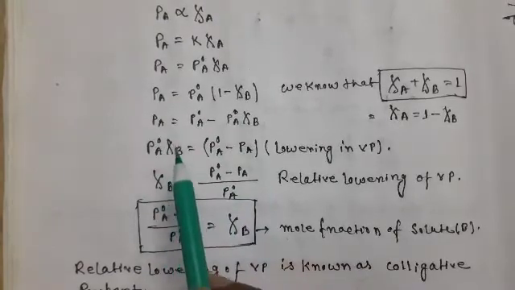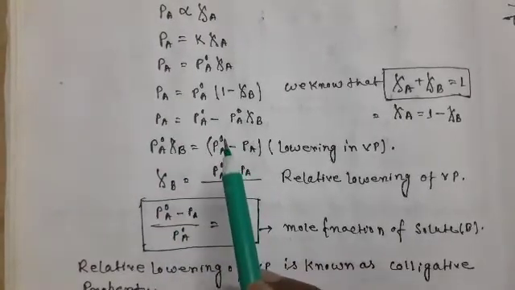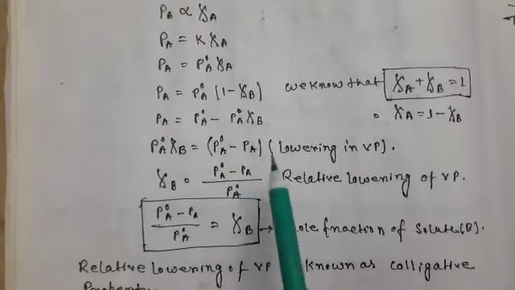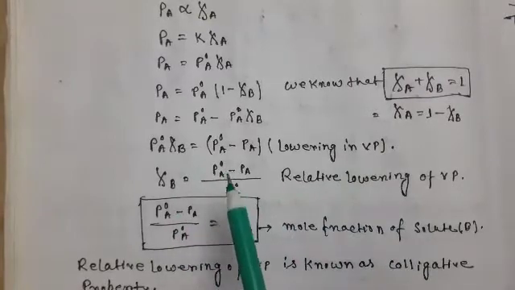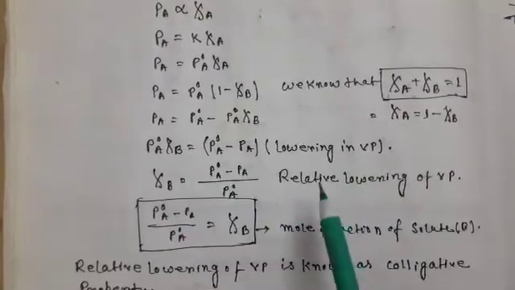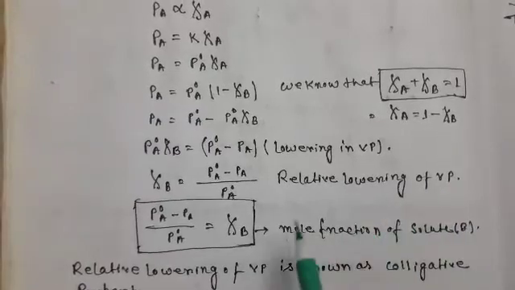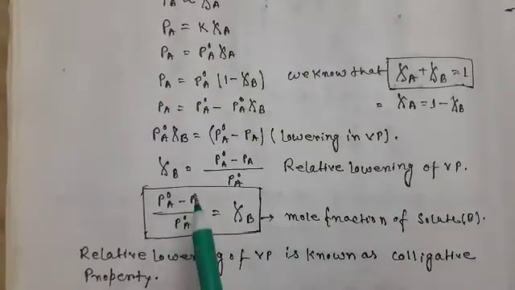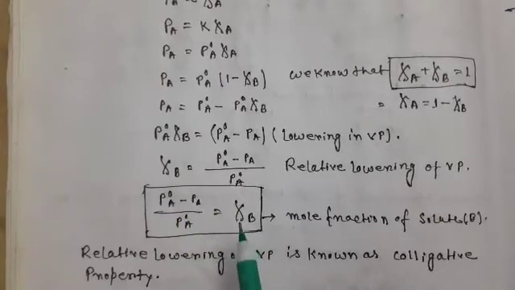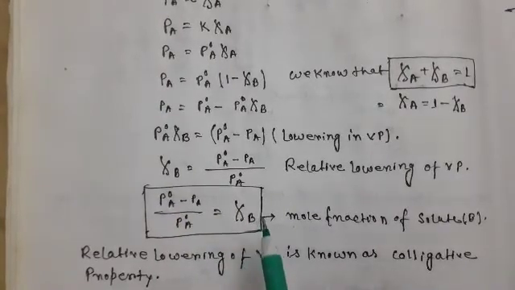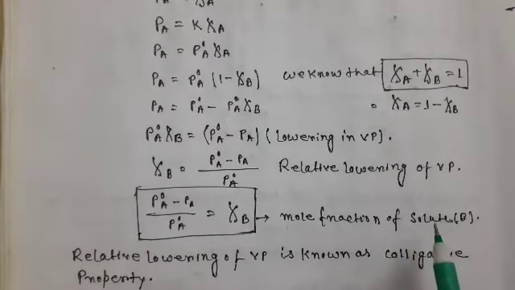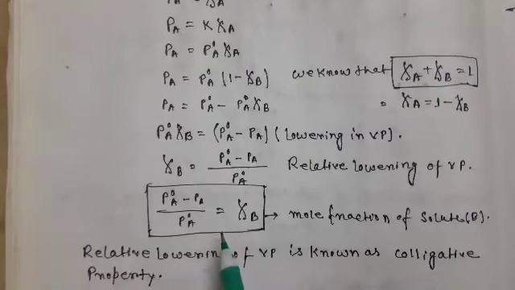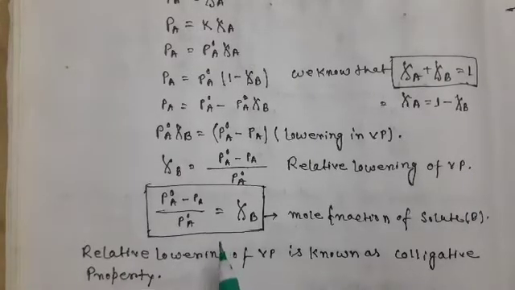Now P naught A zeta B is equal to P naught A minus Pa, that is the lowering in vapor pressure. Now zeta B is equal to (P naught A minus Pa) by P naught A, that is the relative lowering of vapor pressure. That is (P naught A minus Pa) by P naught A is equal to zeta B. Here zeta B is the mole fraction of B, that is, B is the solute. This is another equation, the vapor pressure of solution containing non-volatile solute.